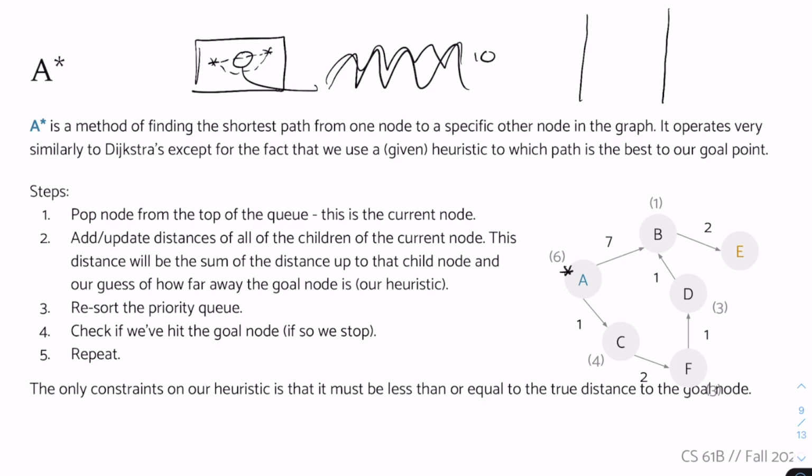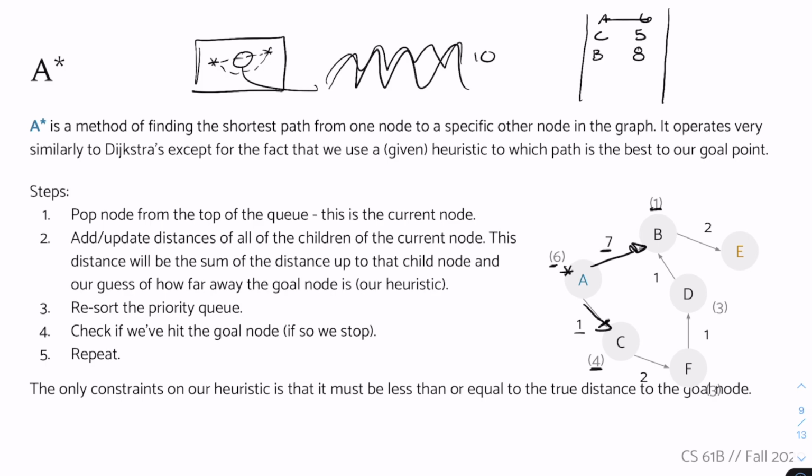So I start with A, and so obviously A is 6 away from E. So the heuristic is telling you how far away approximately you are from E. So we have A and 6, and then we pop it. And then we add both of its children. So we add C, which is going to be 1 plus 4. So that's going to be C5. And B, which is going to be 7 plus 1, which is going to be 8.